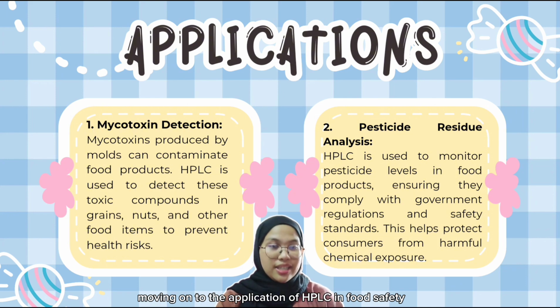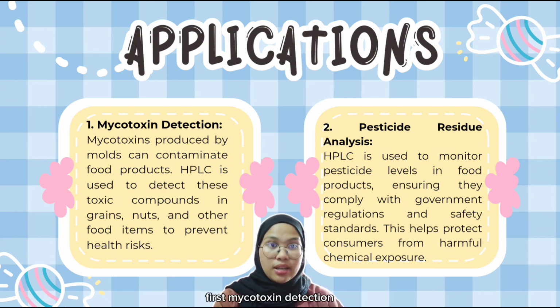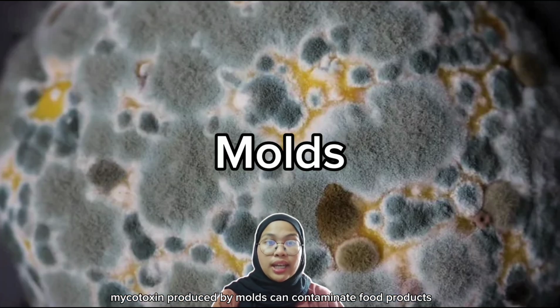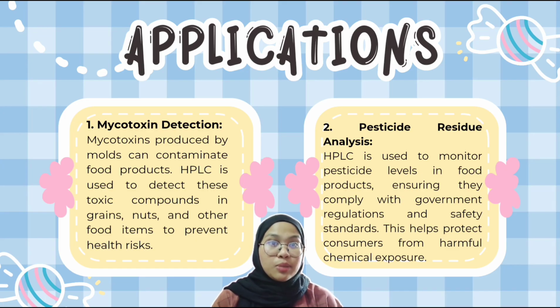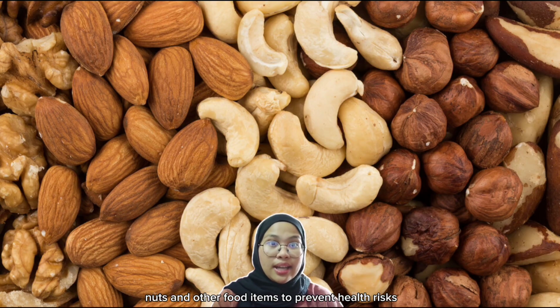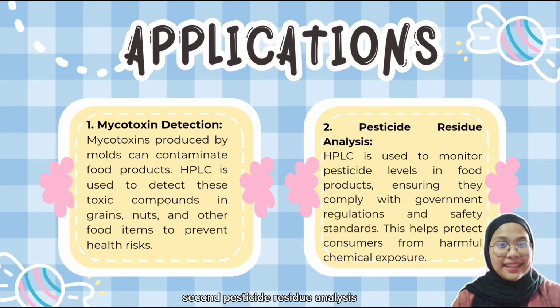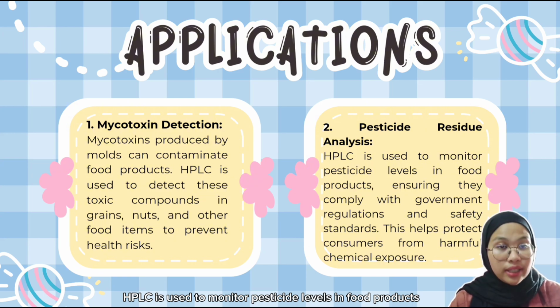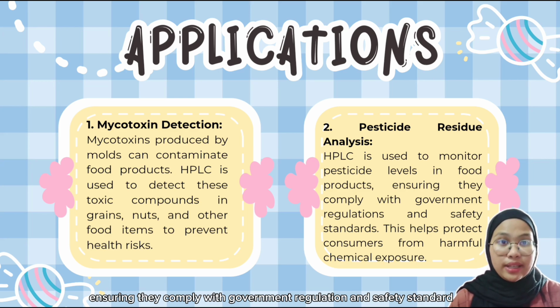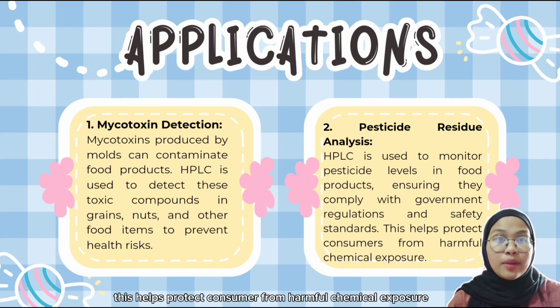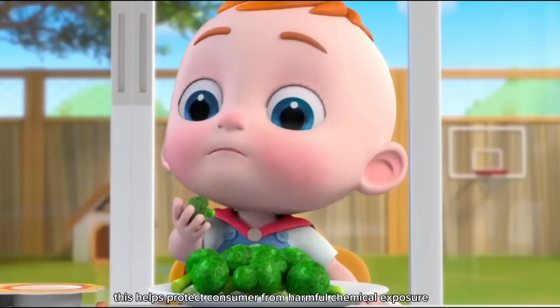Moving on to the application of HPLC in food safety. First, mycotoxin detection. Mycotoxins produced by mold can contaminate food products. HPLC is used to detect these toxic compounds in grains, nuts, and other food items to prevent health risks. Second, pesticide residue analysis. HPLC is used to monitor pesticide levels in food products, ensuring they comply with government regulations and safety standards. This helps protect consumers from harmful chemical exposure.